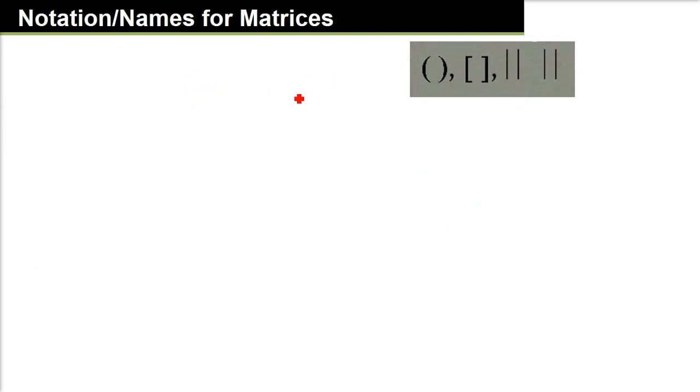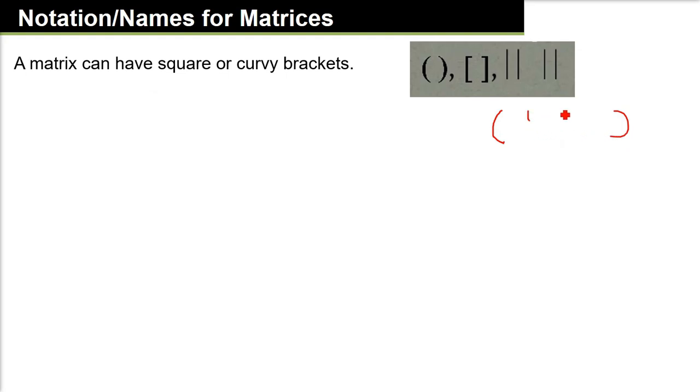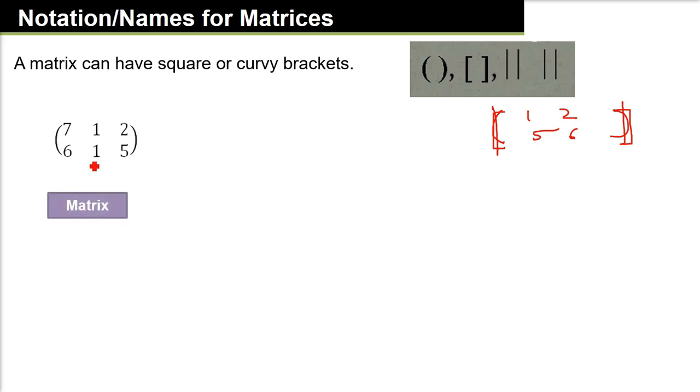So what are the notations and names for matrices? First, they are always written with a capital letter. A matrix can have square or curvy brackets. It can have parallel lines also, for example, this one and these straight lines. So in either way you can represent a matrix. It depends totally on what notation you follow. So this is simply a matrix.